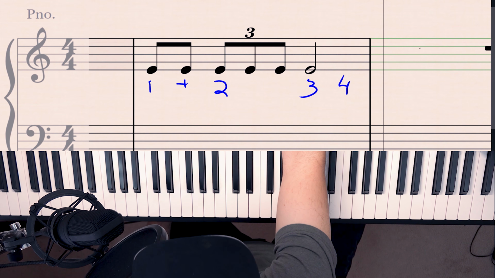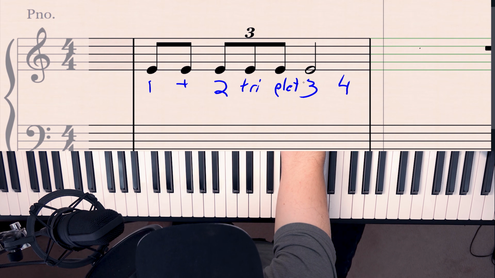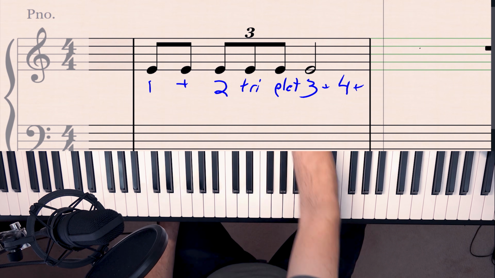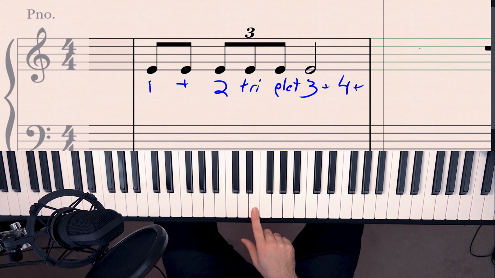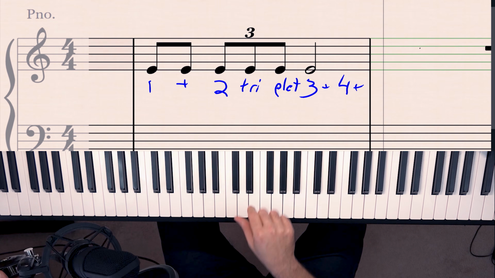So you got one and two triplet, and then three. I would even count these as three and four and. So it's going to be counted as such. Here we go. One and two triplet, three and four and.